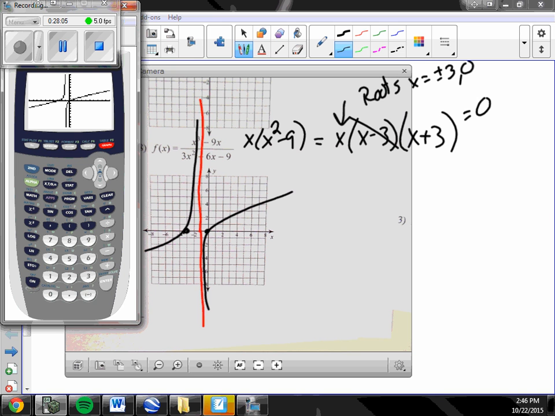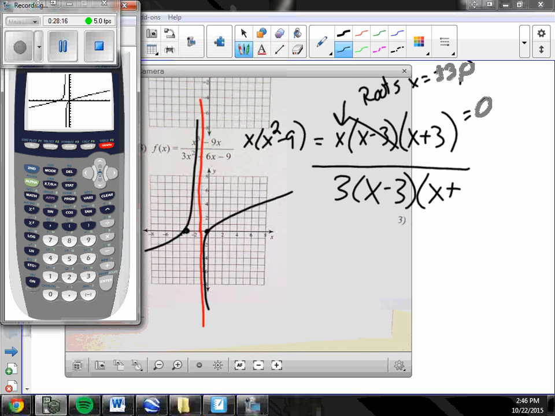The vertical asymptote is found by any factor in the denominator that doesn't cancel. So in the denominator, I had 3 times x minus 3 and x plus 1. This canceled that, which represents a hole. Oh, we need to put that back in. So at 3, thanks for reminding me, make sure you put that hole at 3.